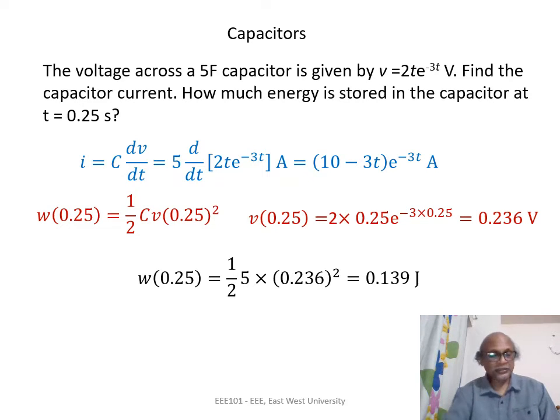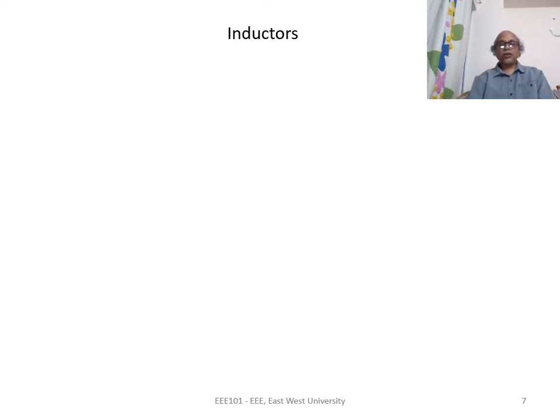Okay, so this ends our discussion on the basic properties of capacitance in an electrical circuit. Now let's talk about inductors. Inductance is the property, and inductor is the name of the circuit element.